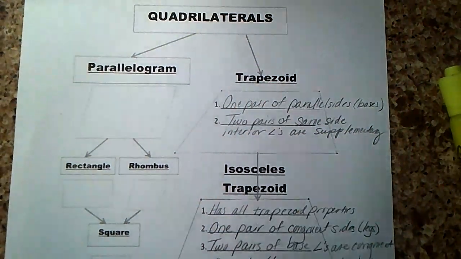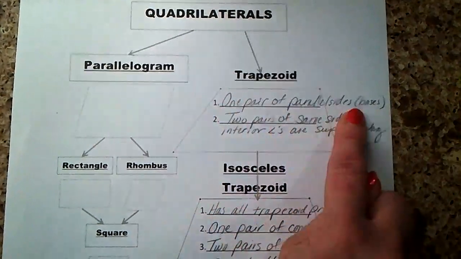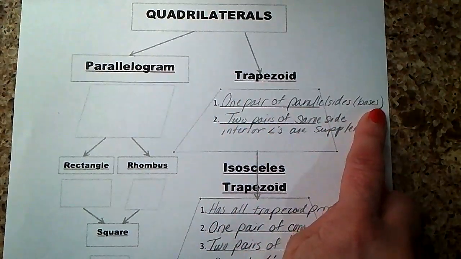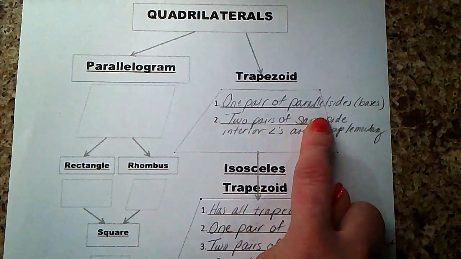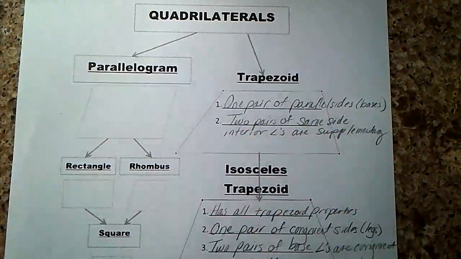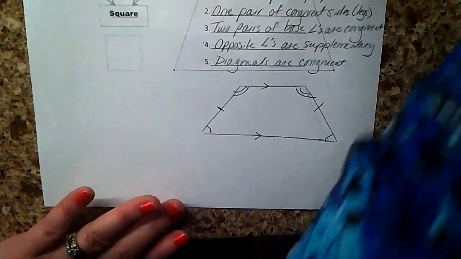So over here, we can see that the trapezoid has one pair of parallel sides, and of course they're the bases. And it has two pairs of same side interior angles that are supplementary. Let me go back to this picture. Actually, we'll go to the bottom picture down here so I can talk about that for just a second.